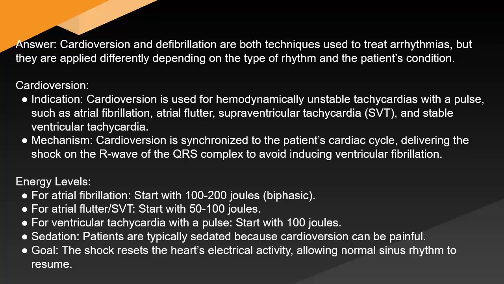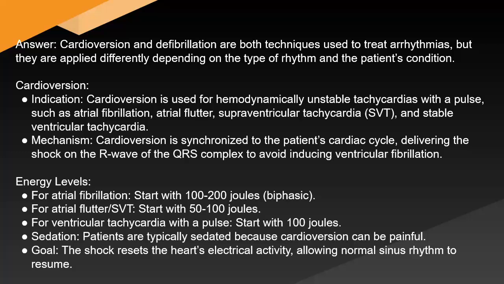Indication: cardioversion is used for hemodynamically unstable tachycardias with a pulse, such as atrial fibrillation, atrial flutter, supraventricular tachycardia (SVT), and stable ventricular tachycardia. Mechanism: cardioversion is synchronized to the patient's cardiac cycle, delivering the shock on the R wave of the QRS complex to avoid inducing ventricular fibrillation.